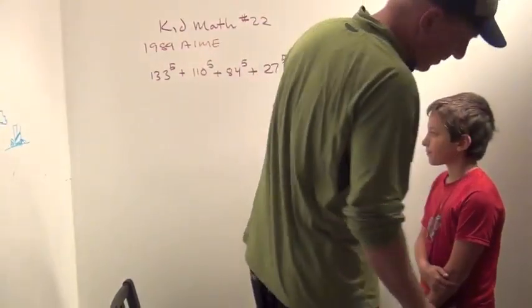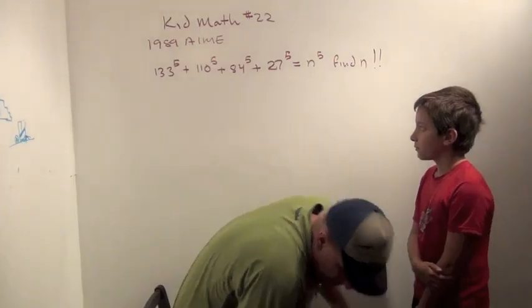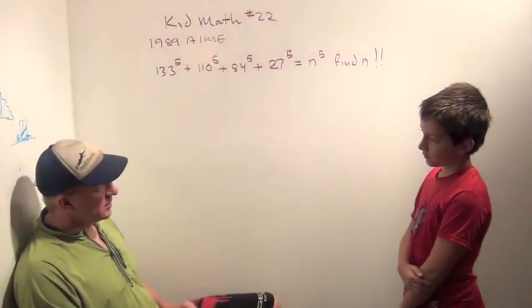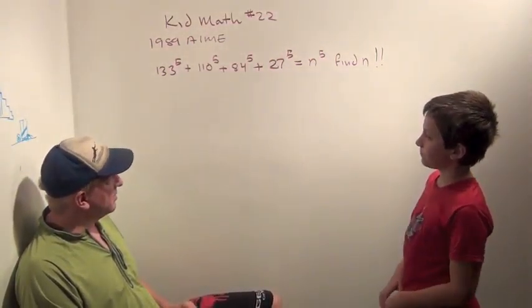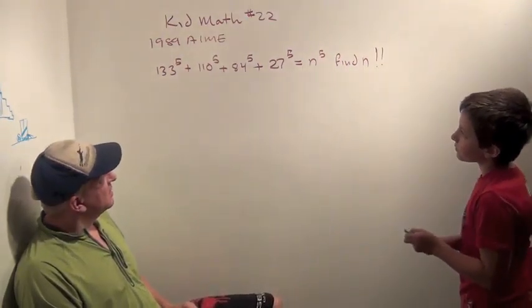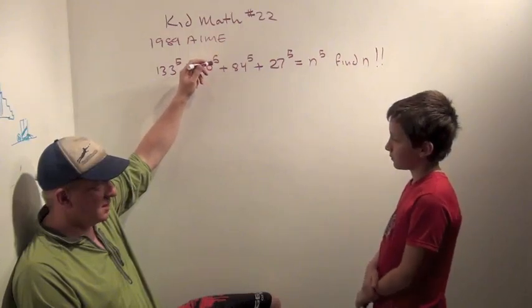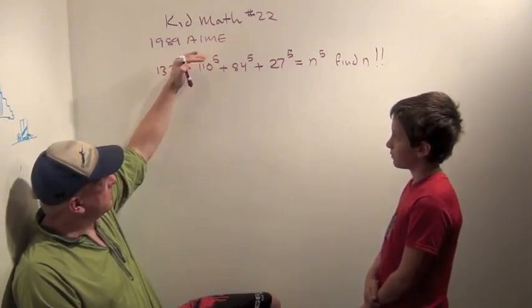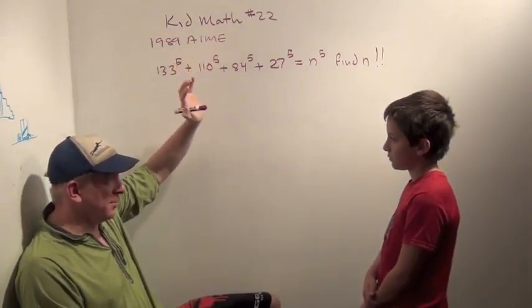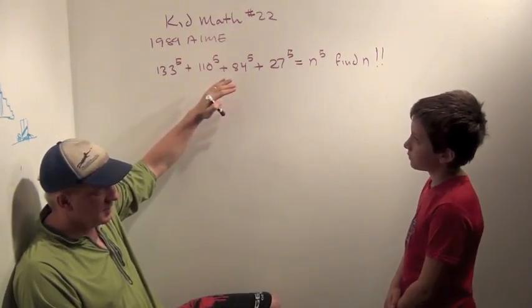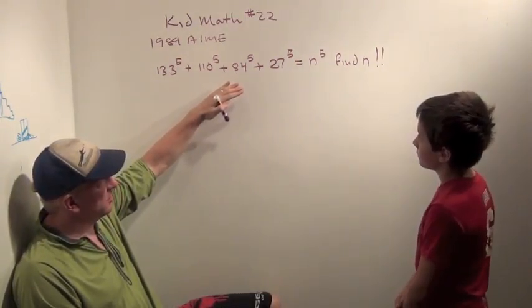KidMath number 22. This is a kind of a combo problem from some of the math contest stuff we've been doing, but also some of the polynomial stuff we've been studying. This is a problem from the 1989 American Invitational Mathematics Exam, a really difficult exam that only about 5,000 kids in the whole country take. So this is a really challenging problem.